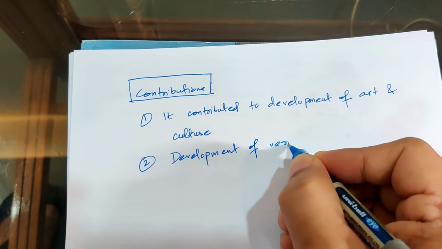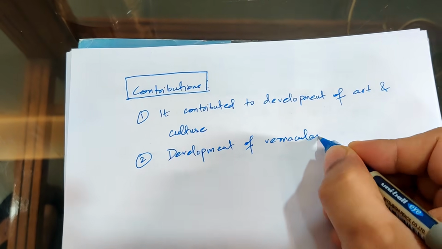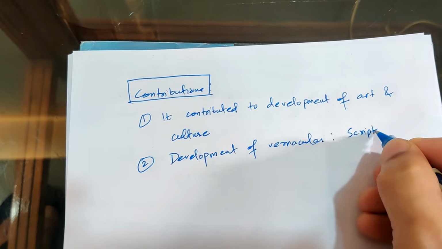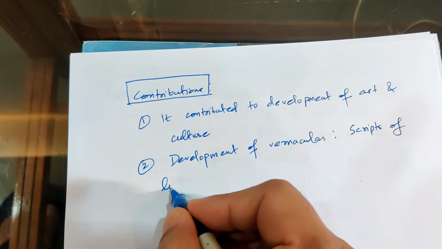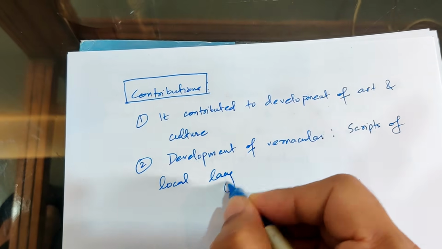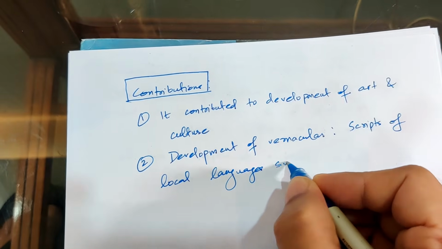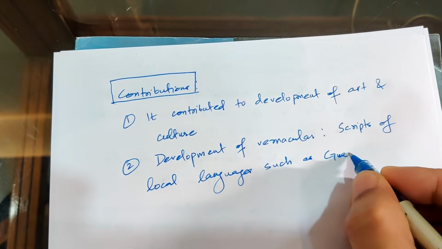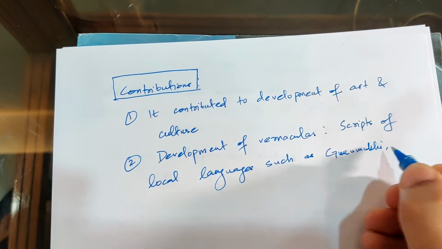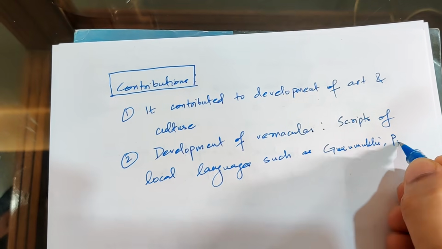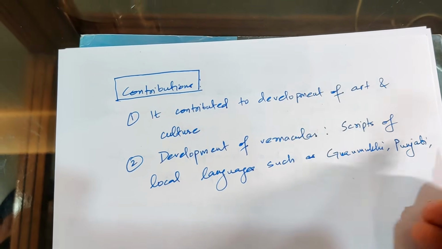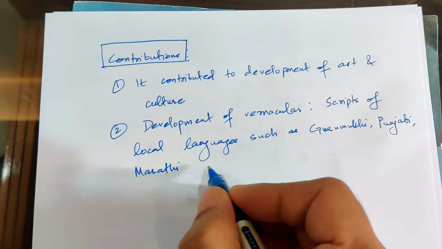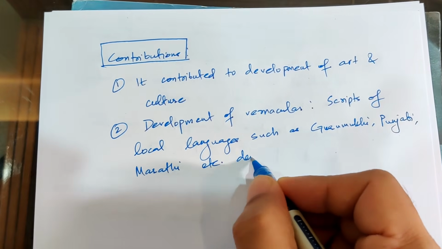Development of vernacular scripts of local languages such as Gurumukhi, Punjabi, and Gurumukhi are very similar only, I think, but now that I've written it, it's fine. Marathi, etc. developed.